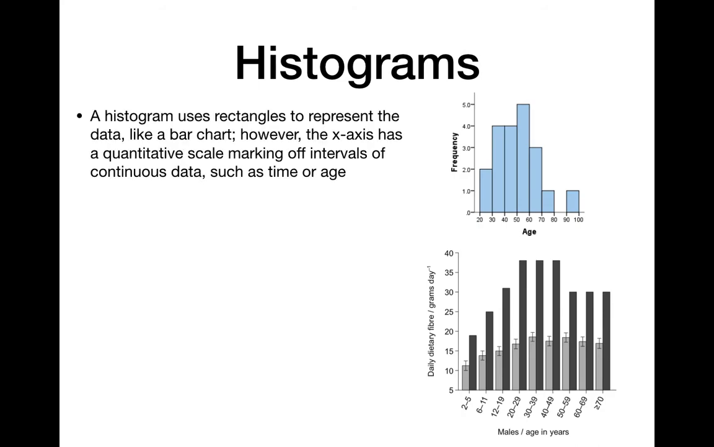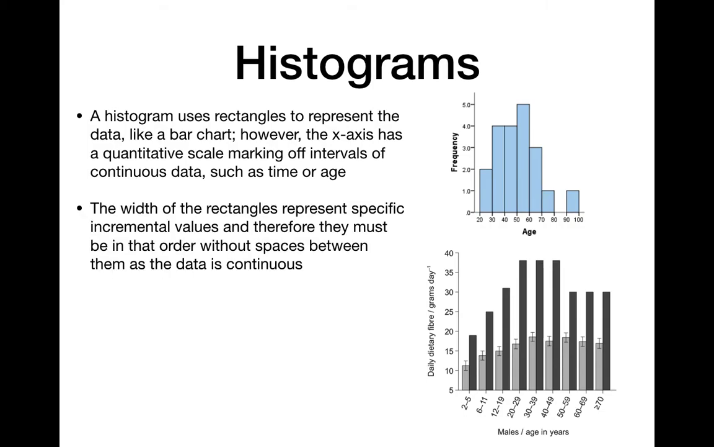Okay, histogram. They use rectangles to represent the data like a bar chart, but here we have some sort of quantitative scale on the x and we have frequency on the y. So time or age would be a good one for this. And then the width of the rectangles represents the incremental values. There's no spaces between them unless you have a value of 0, like here there's no one between 80 and 90. So they show those continuous values.